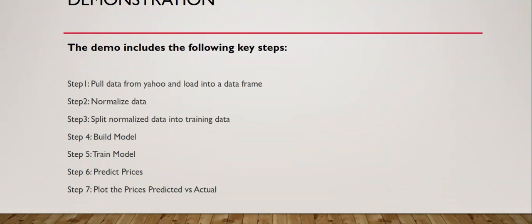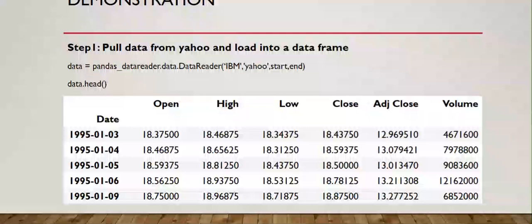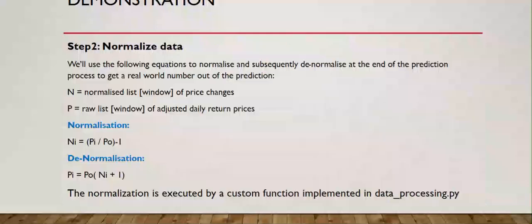This is how the original data pulled from Yahoo using a Pandas data frame looks. And this is the normalization part. N is the window of price changes, and P is the raw list of adjusted daily closing prices. So N1 is, simply put, the incremental decrease or increase in the price. You have Pi divided by P0 minus 1. So if your stock was 110 today and yesterday it was 100, the gain is 110 by 100 minus 1, so basically 10%.